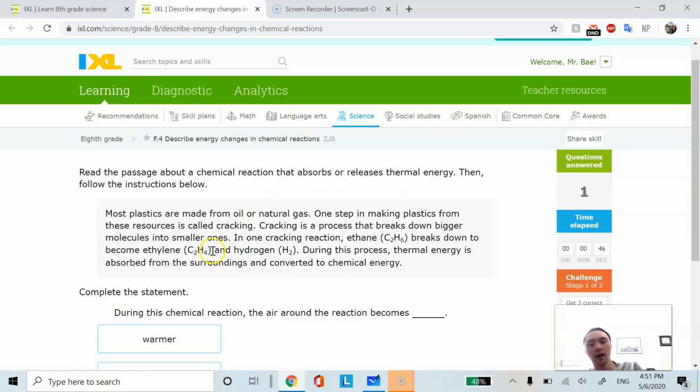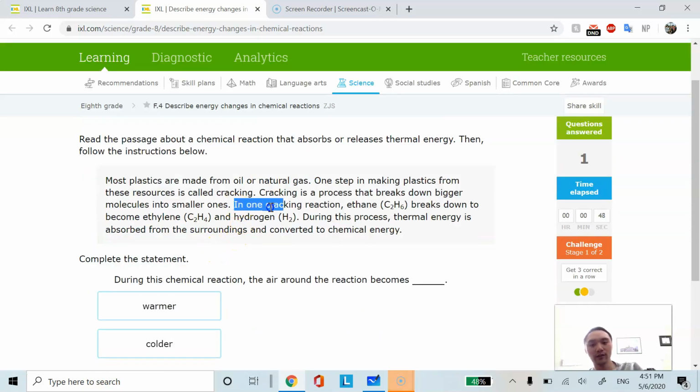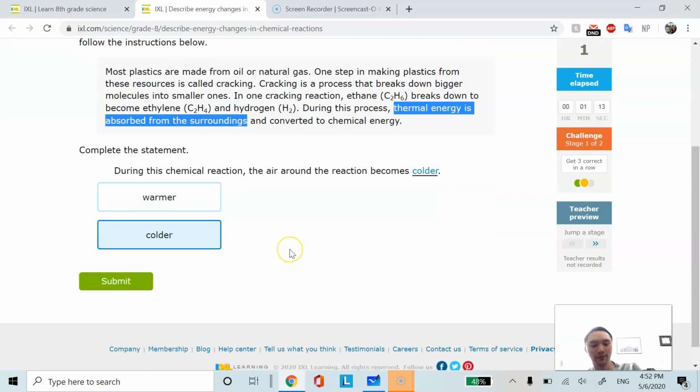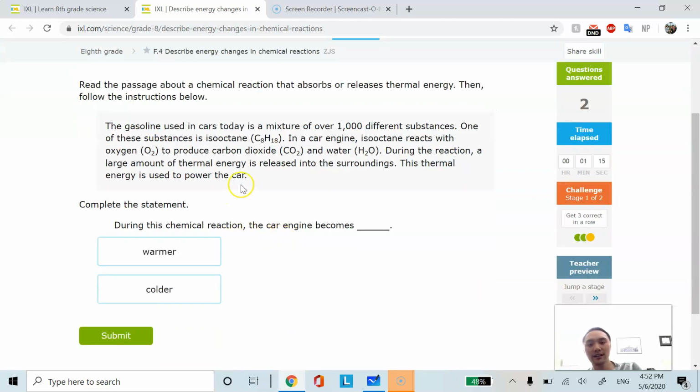In this next example, in one cracking reaction, ethane breaks down to become ethylene and hydrogen. During this process, thermal energy is absorbed from the surroundings and converted to chemical energy. Once again, with this key phrase, energy is absorbed from the surroundings, you can infer that the air around the reaction would become colder.